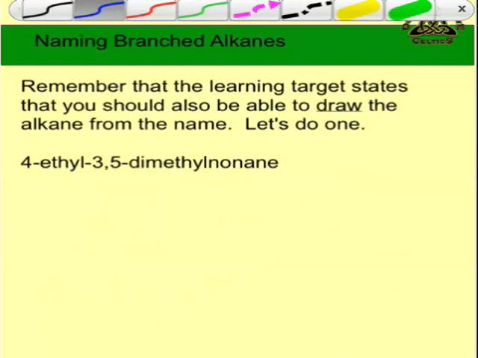Remember that the learning target states that you should also be able to draw the alkane from the name. So let's do one. This is 4-ethyl 3,5-dimethyl nonane. I like to start with the root. Nonane is an alkane that is 9 carbons long.